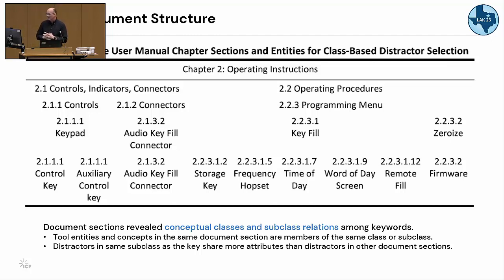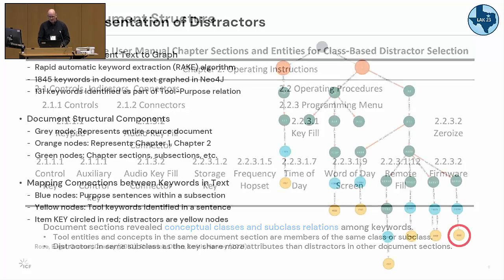So if I identify a key from the key field section here, the argument that we're trying to make is that those keywords and entities from within the same section will be more difficult if selected as distractors than keywords and entities selected from other types of chapters. And we represented this as a graph.